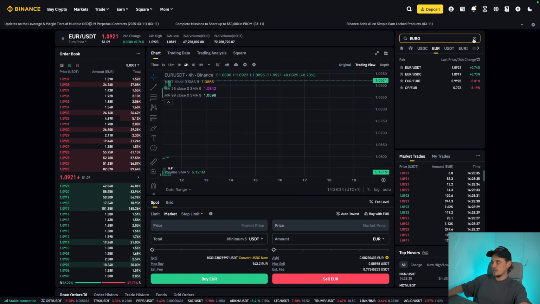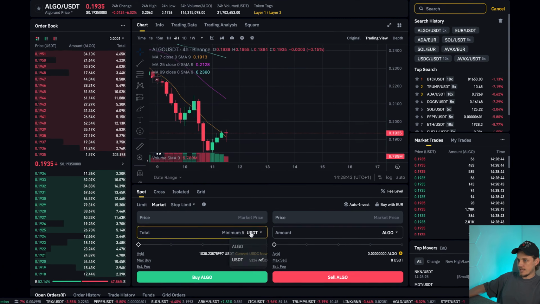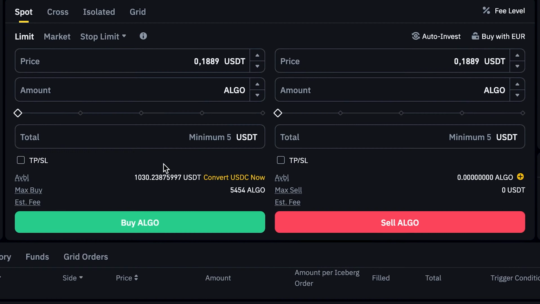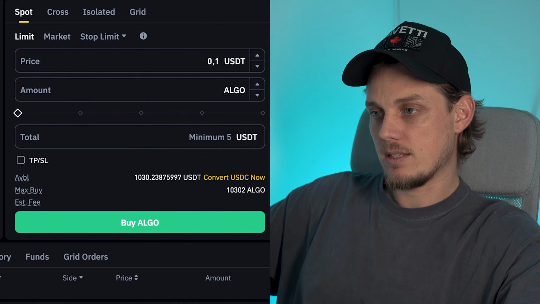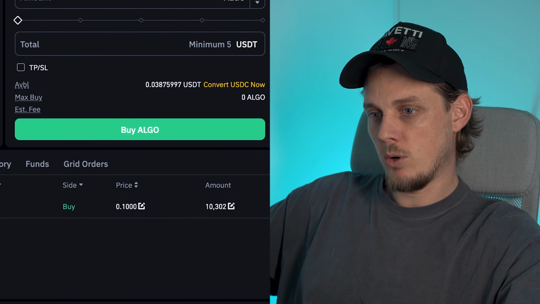I now have USDT. Let's head over to Algorand, ALGO/USDT. And now I can basically set a limit buy. So what I'm going to do is, I would like to buy Algorand when the price is 0.1. So basically 10 cents, 10 cents a coin. If I press buy, that's now created my limit order. Limit order to buy, price of 0.1. I'm buying 10,000 coins. And it's just cost me over 1,030 USDT.